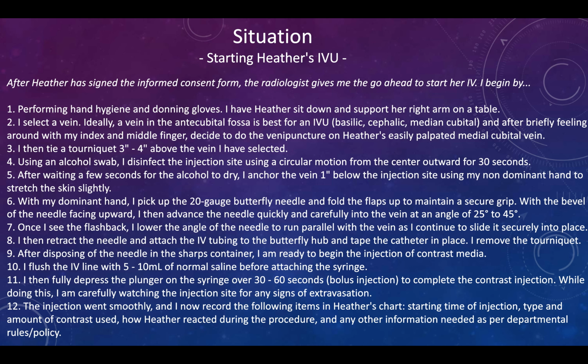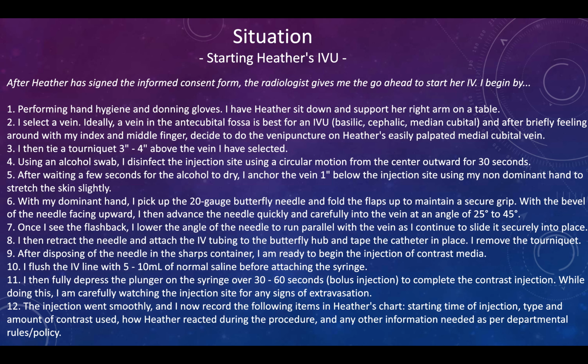So I tie a tourniquet about 3 to 4 inches above that vein, and then I take an alcohol swab, and I disinfect the injection site by rubbing in a circular motion from the center outward for at least 30 seconds. I toss that swab and wait for the alcohol to dry a little bit, couple seconds is all it takes. And then I take my non-dominant hand and anchor the vein about an inch below my chosen injection site, and just kind of stretch the skin just a little bit, just so I can really present that vein nicely.